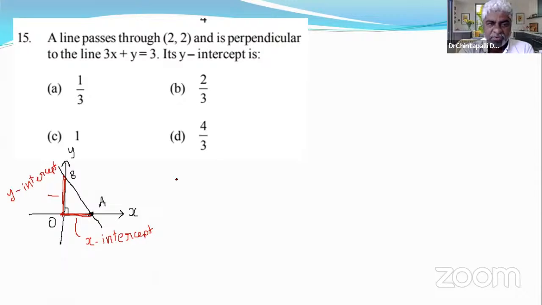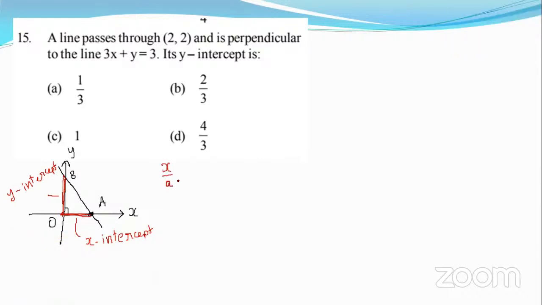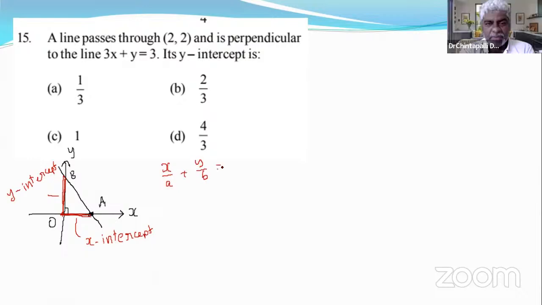For example, if we take a line ax plus by is equal to c. First, let us write its intercept form. Intercept form of a line is x by a plus y by b is equal to 1.